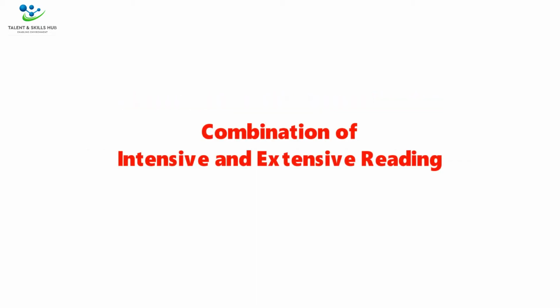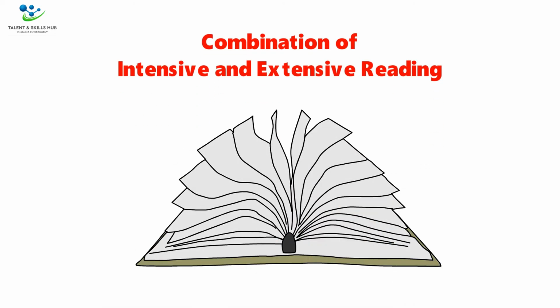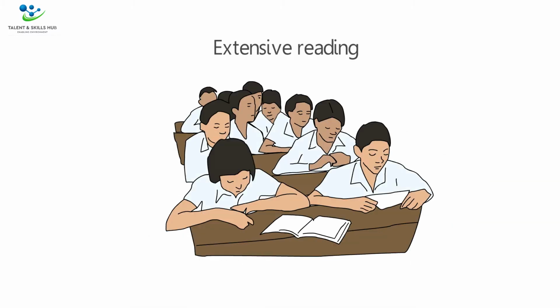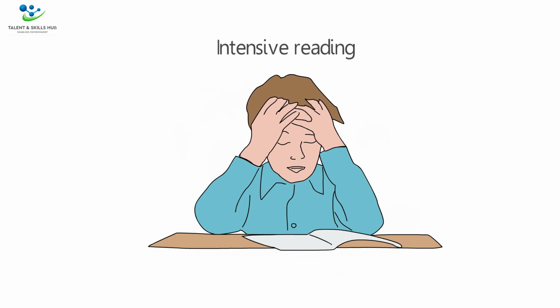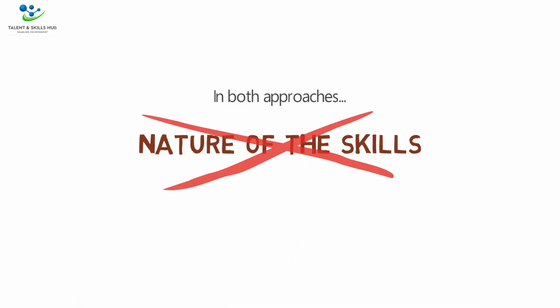Combination of intensive and extensive reading. It is common for both approaches to reading to be used in the same class. For example, where extensive reading is encouraged, the teacher may have all the students read the same text so they can discuss the topic together or learn a specific skill, such as writing an outline. In a class where intensive reading is mostly used, students may be asked to read texts of their own choosing to report back on, in either an oral or written format. In both approaches, it is not the nature of the skills that are of most interest, rather, the results.